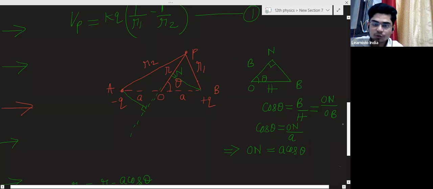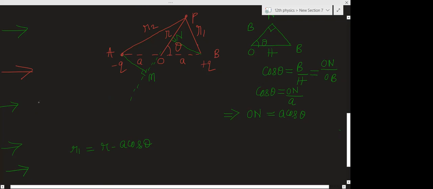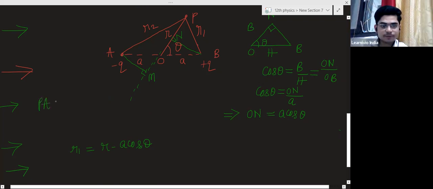We have a triangle, and one thing more. This PA will be equal to PM. I am considering this point M. I am drawing the perpendicular so that PA is approximately equal to PM. If you have any problem, please tell me. PA will be approximately equal to PM. And what is PA? PA is R2.